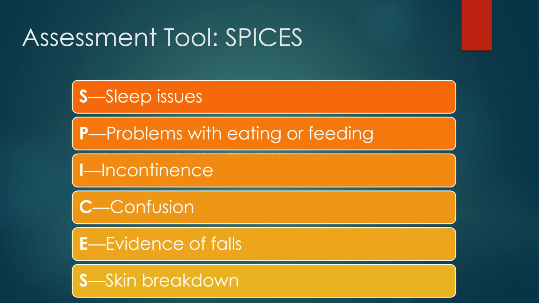When assessing older adults, in a general sense, not a body-specific sense, we should focus on the SPICES, asking about sleep issues, problems with eating and feeding, incontinence, confusion, looking for evidence of falls and skin breakdown. Looking at all of these helps us understand how well the person is doing at home or wherever they're living, and helps us plan our care to best meet their needs.